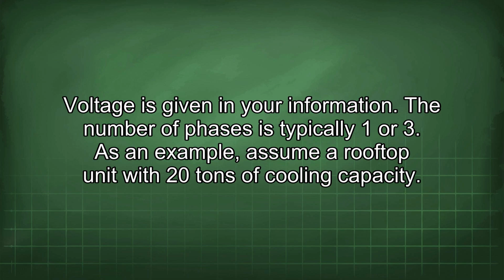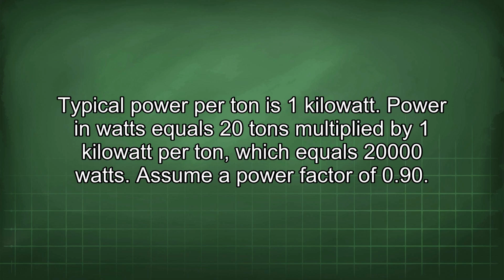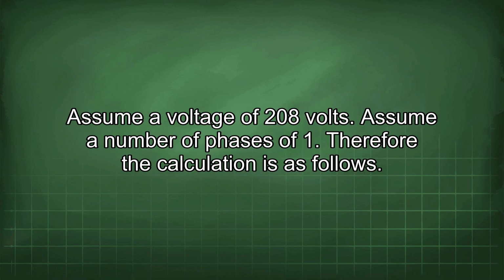As an example, assume a rooftop unit with 20 tons of cooling capacity. Typical power per ton is 1 kilowatt. Power in watts equals 20 tons multiplied by 1 kilowatt per ton, which equals 20,000 watts. Assume a power factor of 0.90. Assume a voltage of 208 volts. Assume a number of phases of 1.